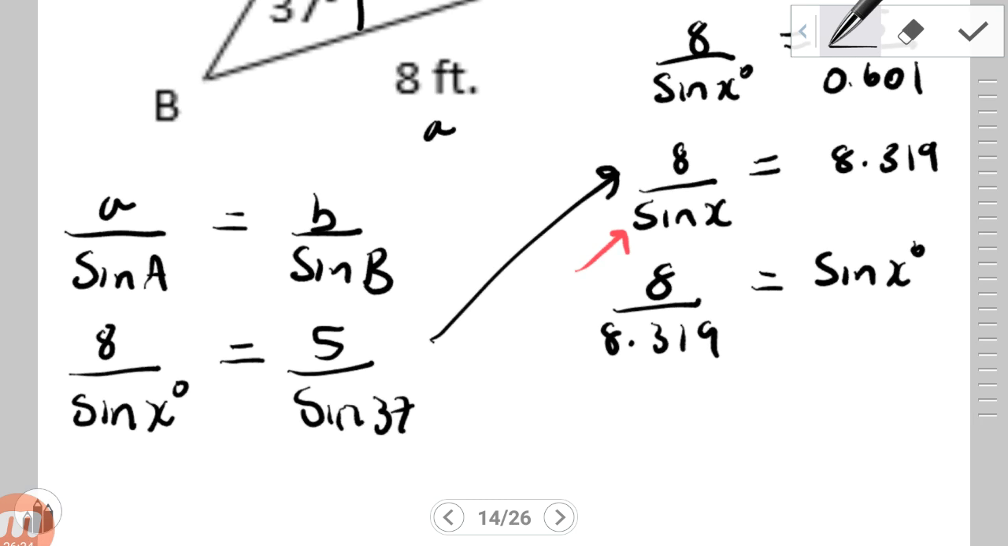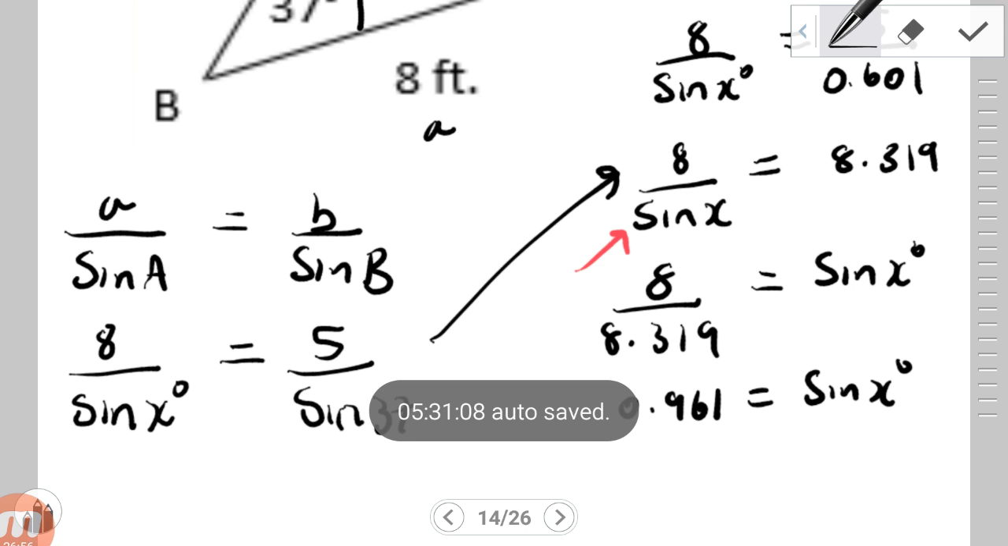So let's go on our calculators. 8 divided by 8.319, and we should end up with 0.961. That's equal to sine x degrees. Now we're looking for the x degrees, so we're going to have to find the inverse of the angle. This is what we call arc sine x.